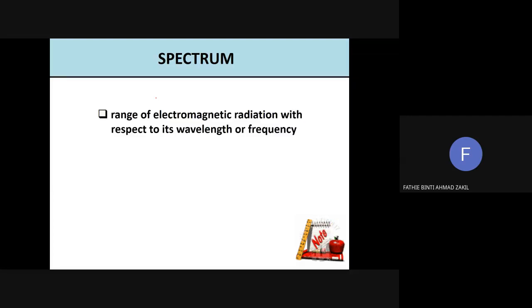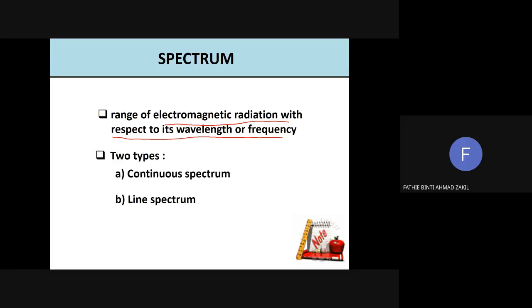Okay, so next kita tengok spektrum. Spektrum ni sebenarnya dia ada dua jenis. Kita tengok apa jenis-jenis dia. What is spectrum? Spectrum ada range of electromagnetic radiation with respect to its wavelength or frequency. So kita ada two types of spectrum, sama ada continuous punya spectrum ataupun line punya spectrum. So dalam chapter ni kita fokus dekat line lah.